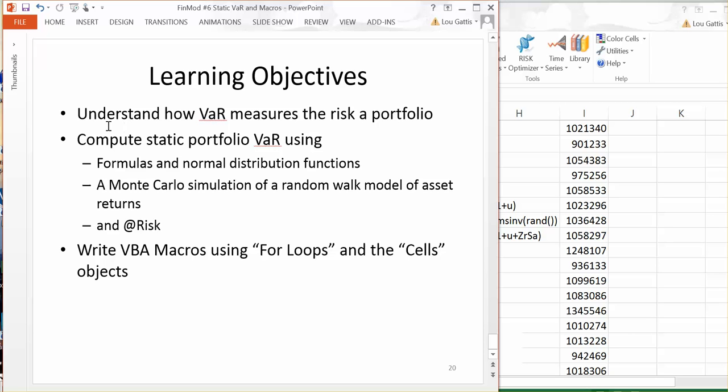So in this topic, we learned how to calculate VaR and what it means. We used a formula and Excel's normal distribution function to calculate it. We used a homemade Monte Carlo simulation, which used a macro that used loops and cells commands. And that simulation used a random walk or geometric Brownian motion model of asset returns. And then we used @RISK to calculate VaR.